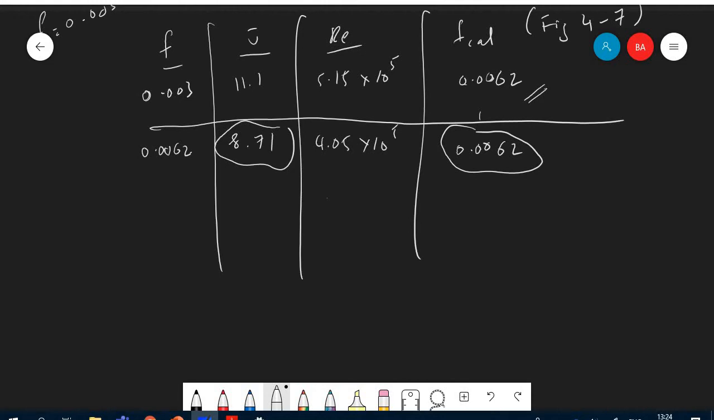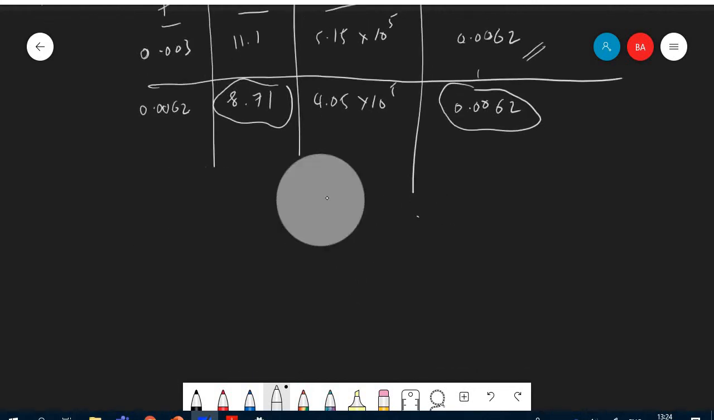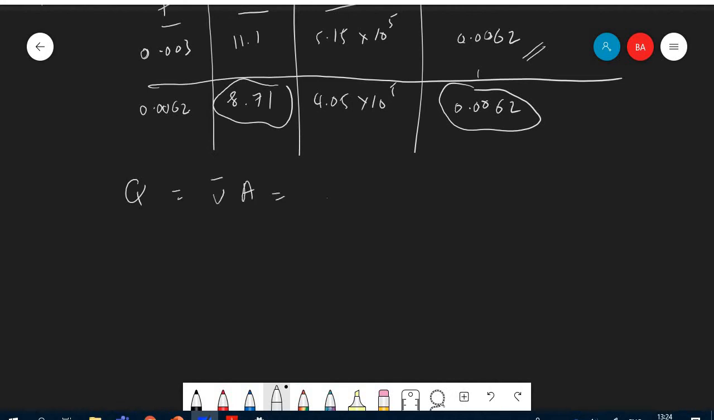Now considering that I have everything ready, all I need to do now is to calculate the Q, and as we already said, I get the volumetric flow rate, and this will be 985 meter cube per hour. Now that is the volumetric flow rate.